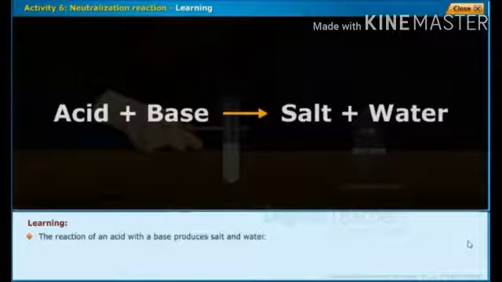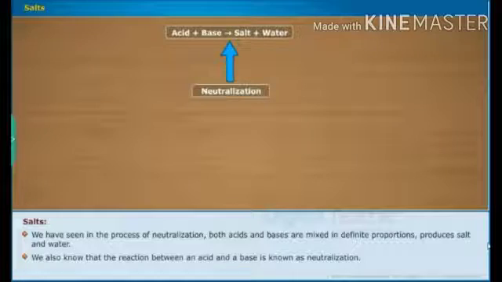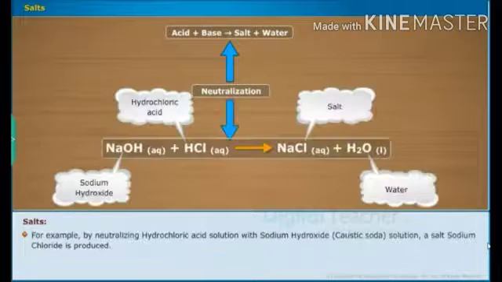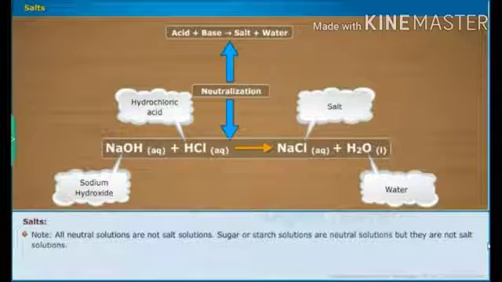From the above activity, we can also say that acids and bases mix to form water and salts. This is called neutralization. For example, NaOH, sodium hydroxide, is mixed with HCl. It forms NaCl and water.